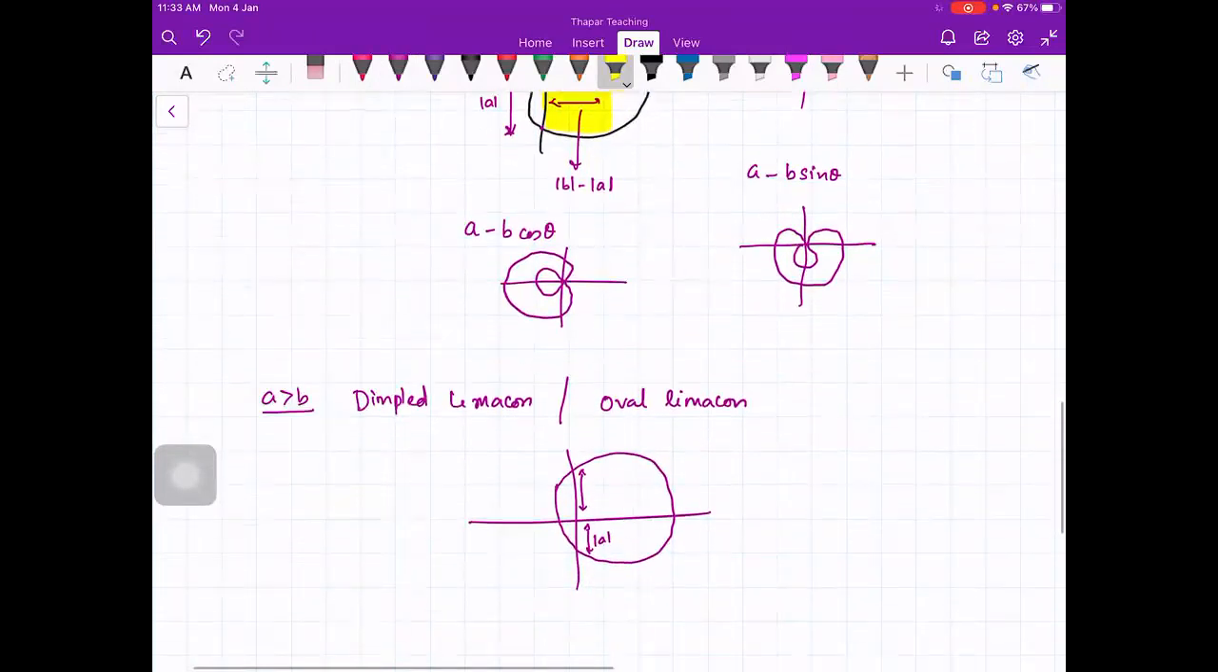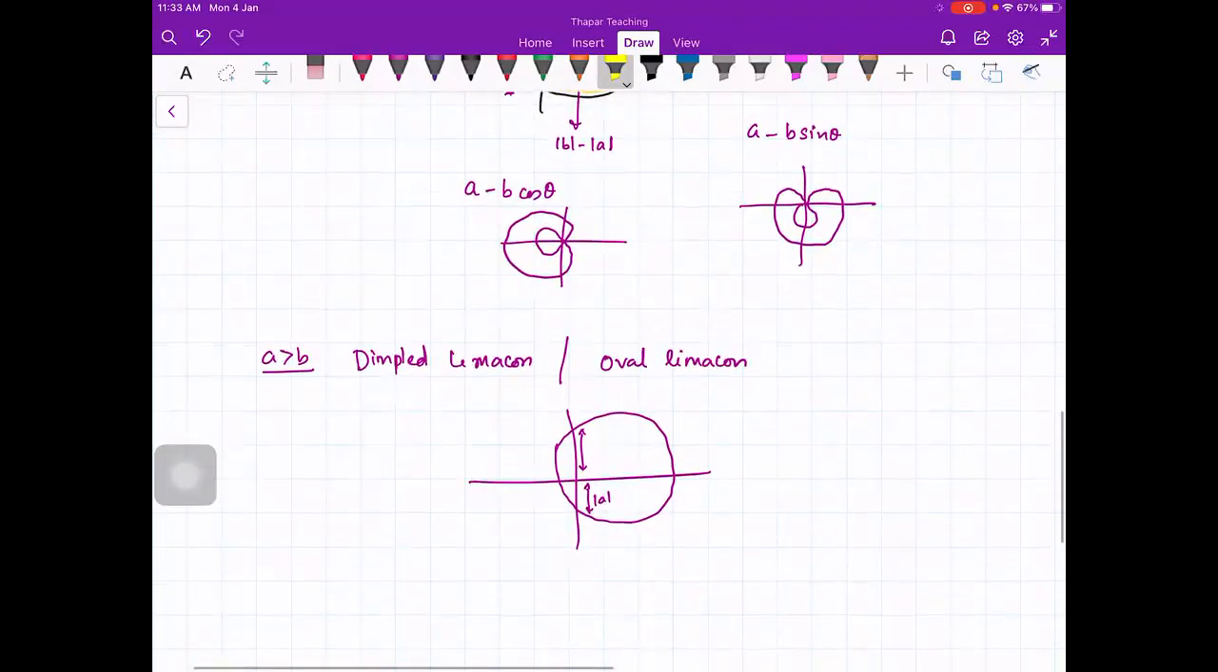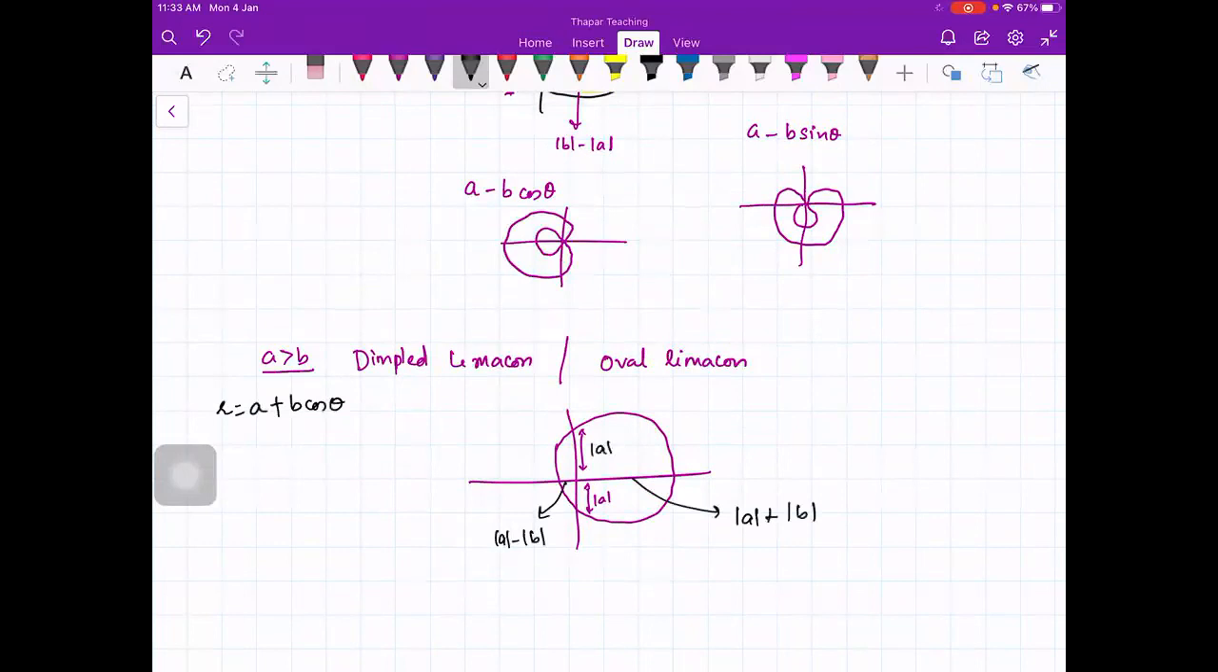Okay, so this dimpled limason, if you plot r is equal to a plus b cos theta, where a is greater than b, this is what you will get. This is mod a, mod a. This is mod a minus mod b, and this is mod a plus mod b. Is that okay? Similarly, you can plot all the other limasons when you have a greater than b.